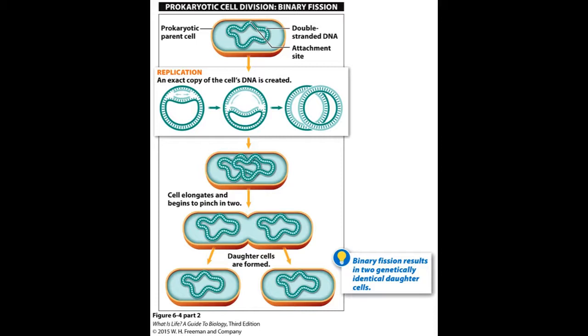That's one word, asexual reproduction, because the daughter cells inherit their DNA from a single parent cell and thus are genetically identical to the parent.